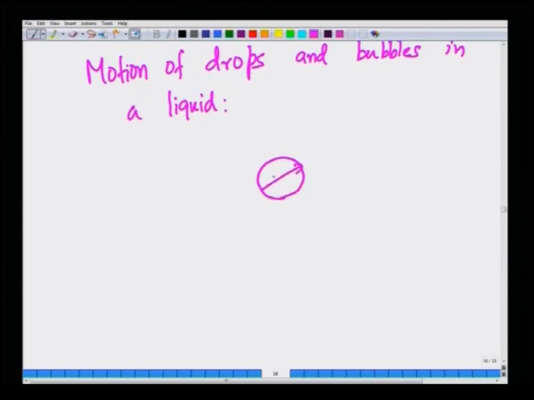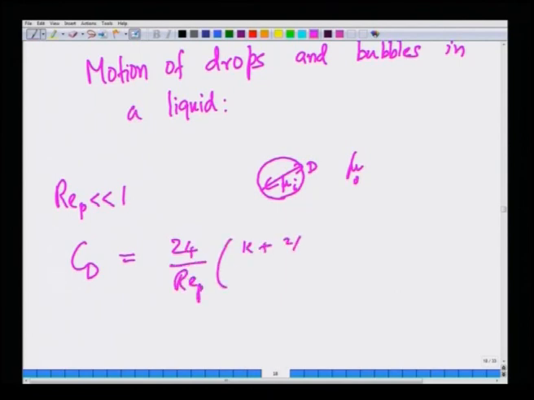of some diameter d, and let us say the drop viscosity is mu I and the outside viscosity is mu O, then at low Reynolds numbers based on the drop, small compared to 1, the drag coefficient is given by 24 divided by Re times (k plus 2 divided by 3) divided by (k plus 1), where k is nothing but mu I divided by mu O. So, it is a ratio of inner fluid viscosity, drop viscosity, to the outer viscosity.